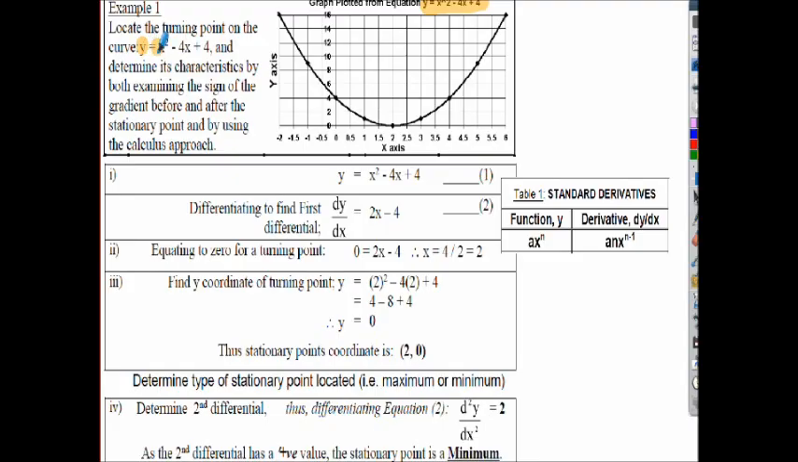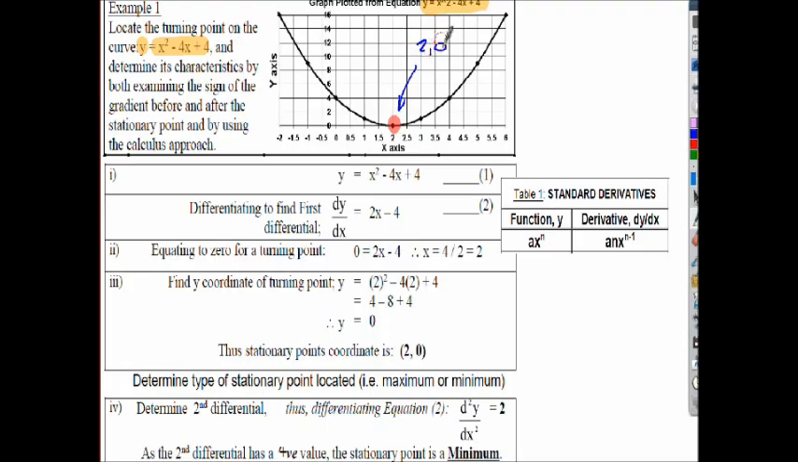Y is equal to x squared minus 4x plus 4, and it's plotted on the diagram on the right hand side. Now we can clearly see that we have a minimum value in this particular curve. It's obviously a bucket shape here, so we have a minimum value, and I can see by looking at the diagram here, this minimum is at 2 on the x and 0 on the y.